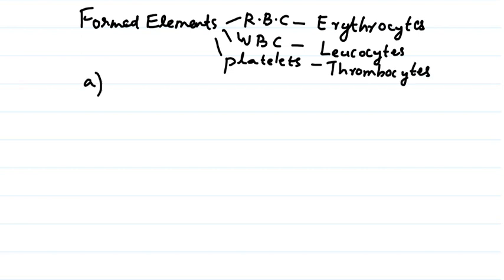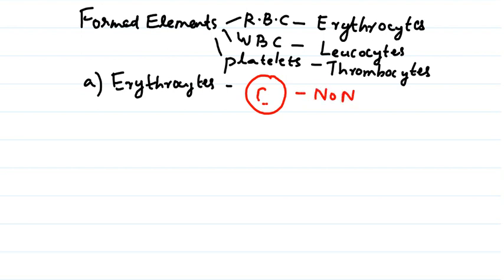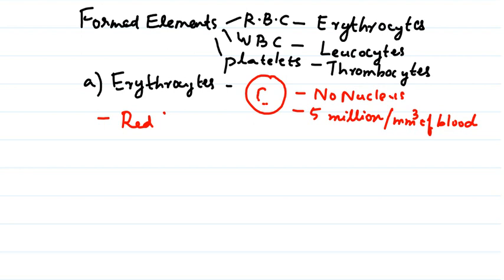The first is erythrocytes or RBC. Erythrocytes are biconcave in shape. They do not have a nucleus, and they number about 5 million cells per cubic millimeter of blood, and they are formed inside the red bone marrow. All the blood cells are formed from bone marrow.